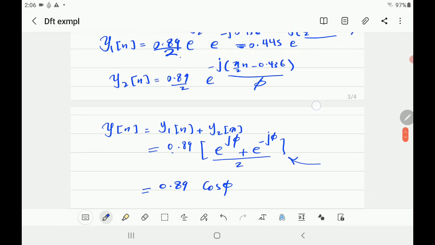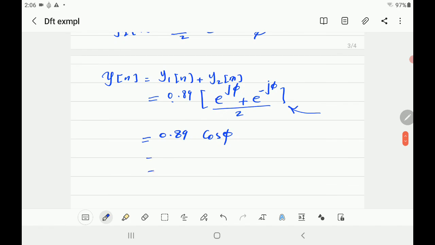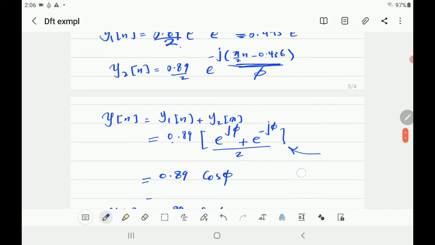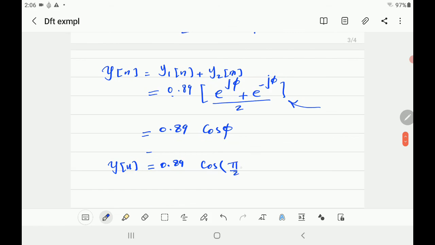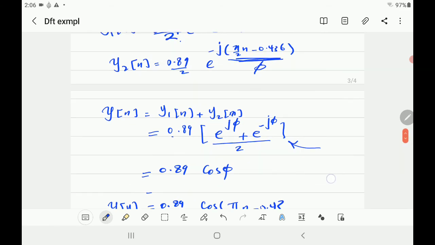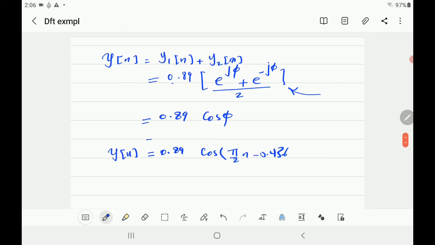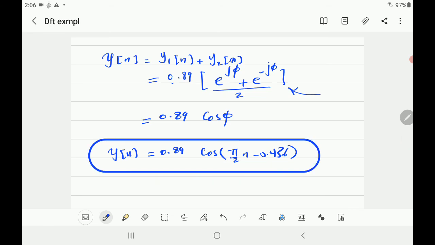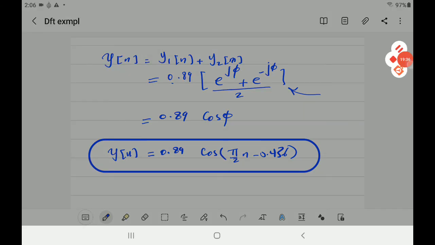Now I go back and find what my phi is. So the final answer will be y of n equals 0.89 cosine of pi over 2 n minus 0.436 radian, of course. And that will be the final answer. So yeah, it was a little bit involved, but it's a good example to find the response, especially since the input is a cosine wave. Okay, thank you for paying attention.